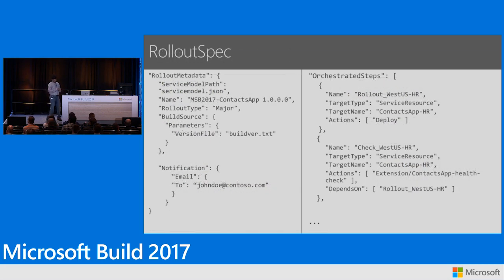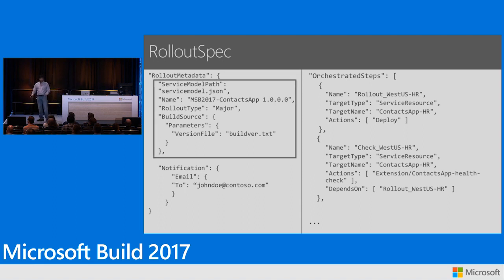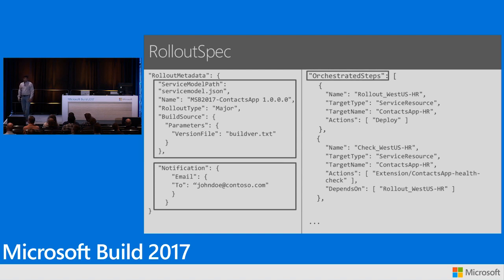Digging a little deeper, the rollout spec starts with some metadata about your service and your rollout spec. Where does your service model file reside? What version you're trying to roll out, whether it's a hot fix or a minor or a major release. Some contact information so that we can send notifications. And then it follows up with your orchestrated steps.